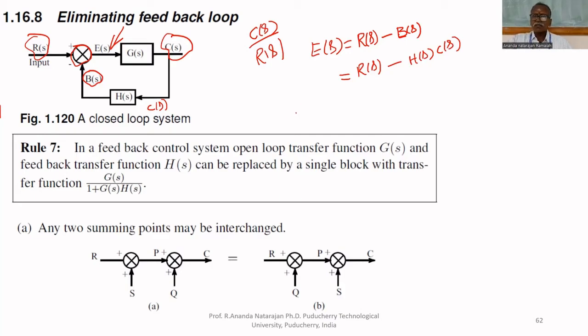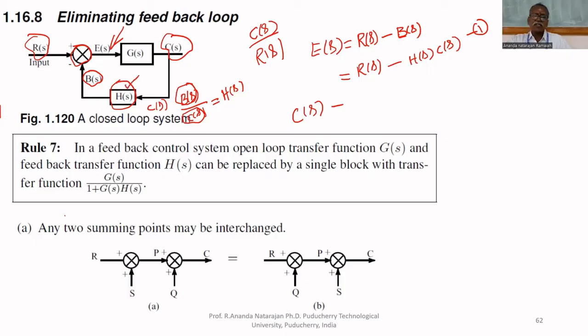C of S is the input. What is the transfer function for this block? Output by input. The output is B of S and the input is C of S, so the transfer function is H of S. That is the definition of transfer function: Laplace transform of output by Laplace transform of input equals transfer function.